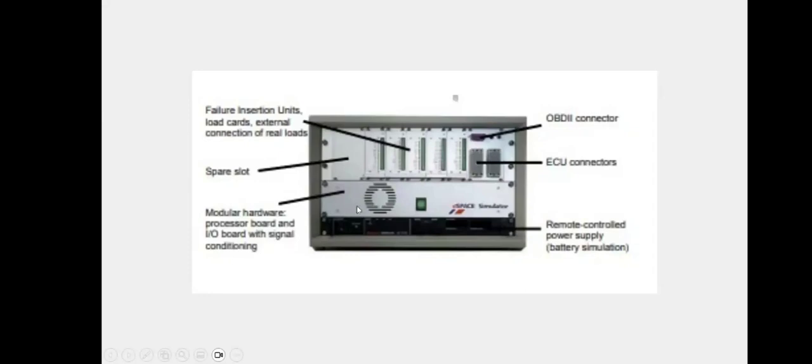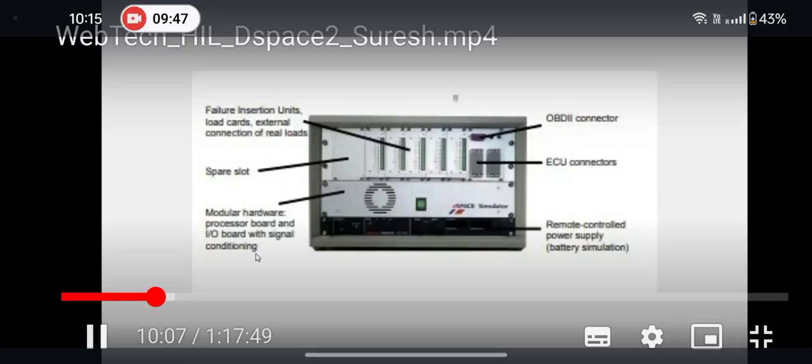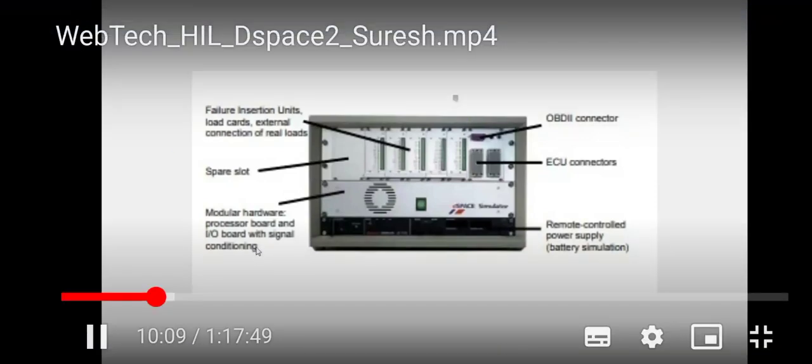So this is a simulator. What will we have? Processor, I said. There will be a Linux or QNX OS, and upon that there will be RAM, ROM, and all the components like the CPU. It will run everything. It will also have the IO boards and signal conditioning. Signal conditioning includes ADC, DAC, digital IO, CAN, LIN, and Ethernet protocols. Everything will be there in the signal conditioning.